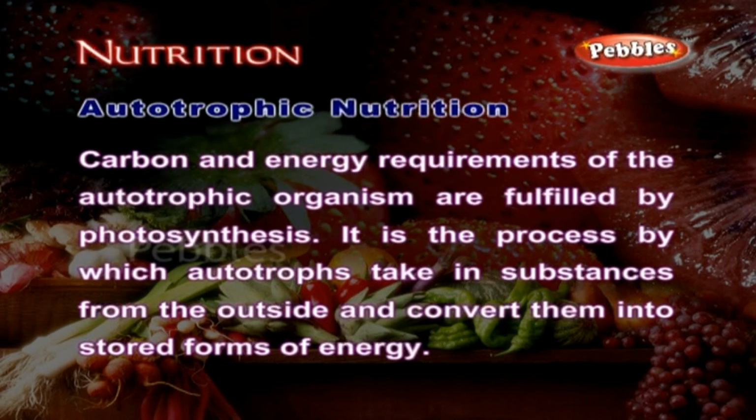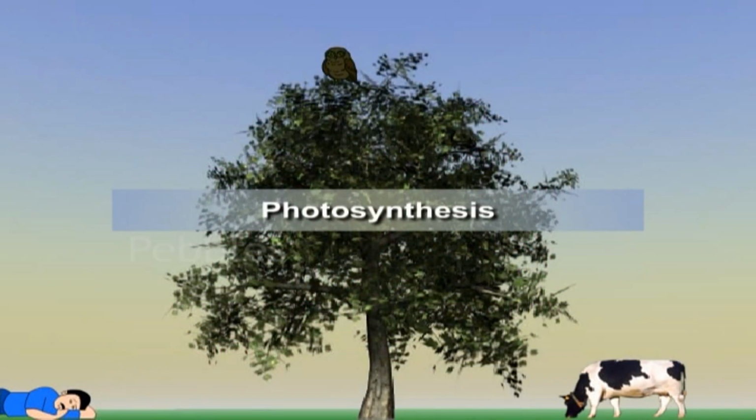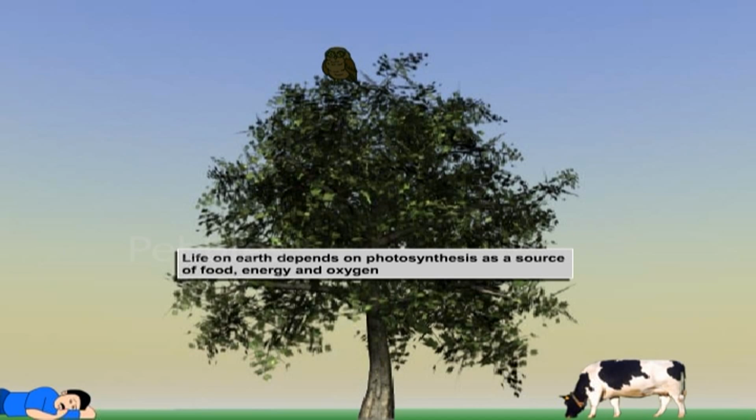Autotrophic nutrition. Carbon and energy requirements of the autotrophic organism are fulfilled by photosynthesis. It is the process by which autotrophs take in substances from the outside and convert them into stored forms of energy. Let us now see what actually happens during the process of photosynthesis.